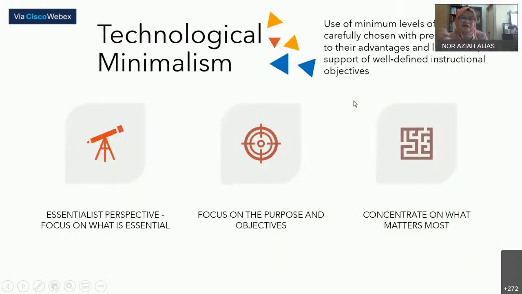Anyway, when we say technological minimalism, we want to focus on the important activities. We want to use the minimum level of technology, carefully chosen with precise attention to its activities, advantages and limitations, in support of well-defined objectives. So basically, we want to focus on what is essential. We want to focus on the purpose and objective and concentrate on what matters most.